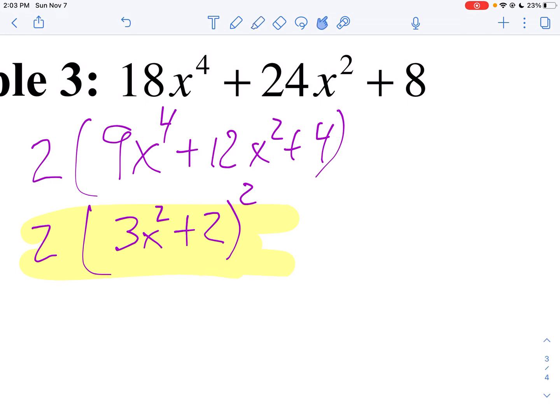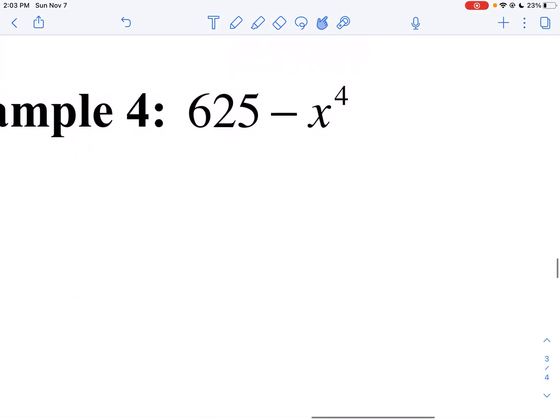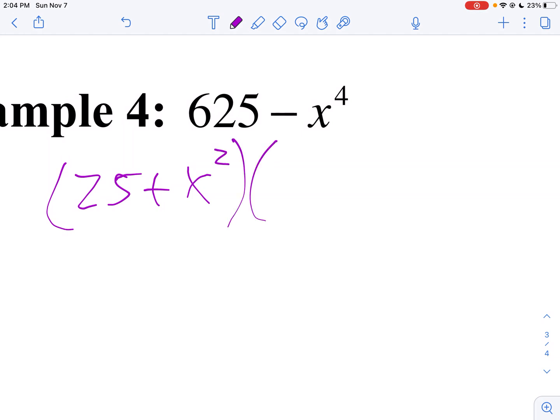Let's do another one. Each one is a tad bit different. On this one, the first thing I notice, unlike the other ones, is that there's nothing that goes into both of these, is there? However, I notice this is a perfect square, and I know x to the 4th is a perfect square. So I think that's a difference of squares, and the square root of 625, well, that's 25. I'll say plus, and the square root of x to the 4th is x squared. And then I'll say 25 minus x squared.